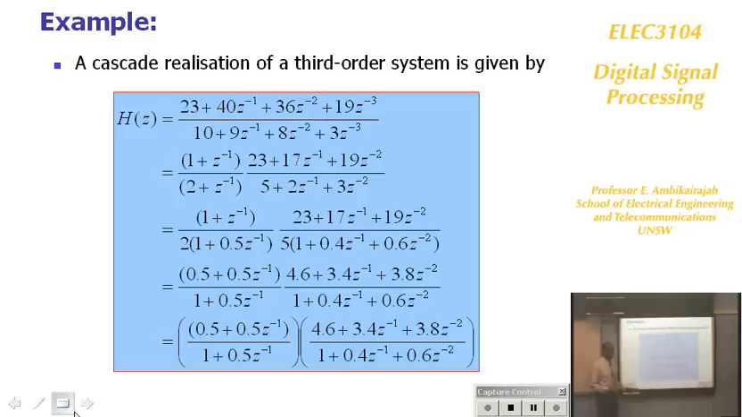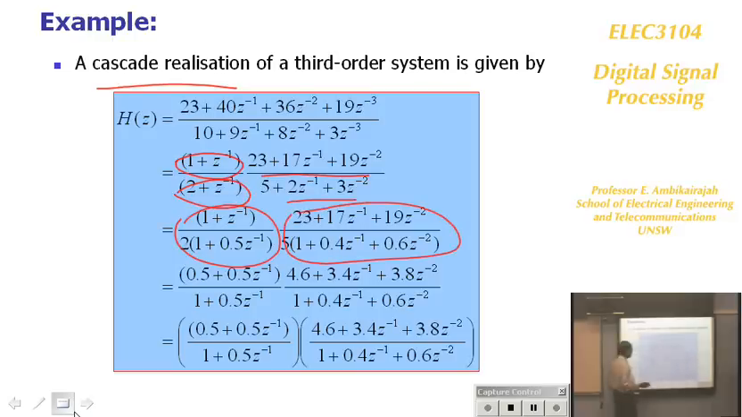Now, same transfer function, I want to now convert it into cascade realization. So what I'm going to do is factorize these. I can take 1 plus z^-1 common, or divide by that, and 2 plus z^-1. So this becomes 2 second order. So I could say I have a transfer function of first order followed by a second order.